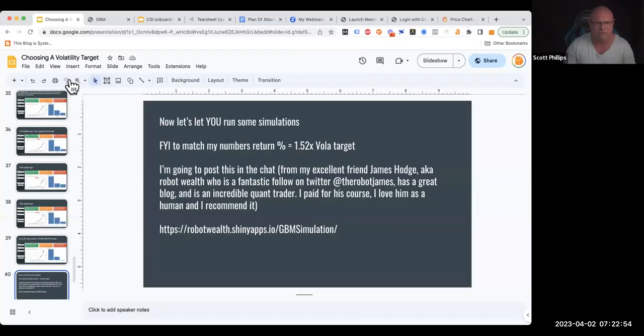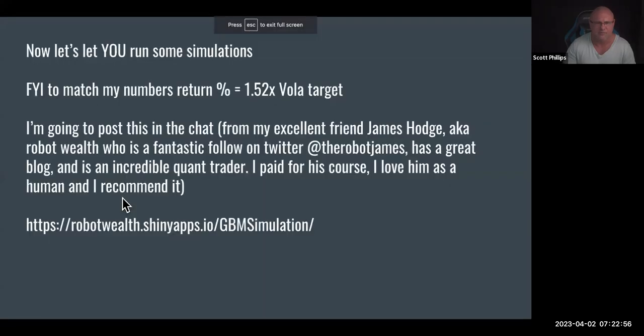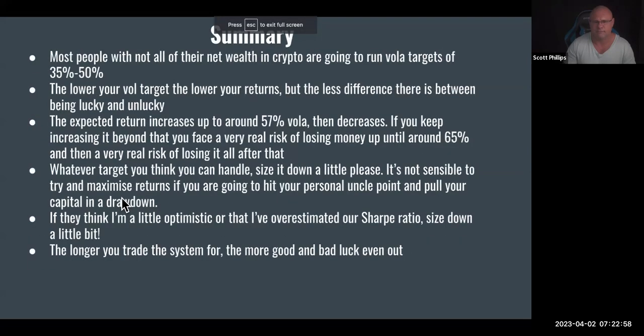I might just get to some conclusions. So I'm hearing you loud and clear that I'm boring, and so we will just jump to the conclusions. The summary is that most people without all of their net wealth in crypto are going to run vol targets of 35 to 50%. This is the range. Maybe 25% if you're really risk averse.